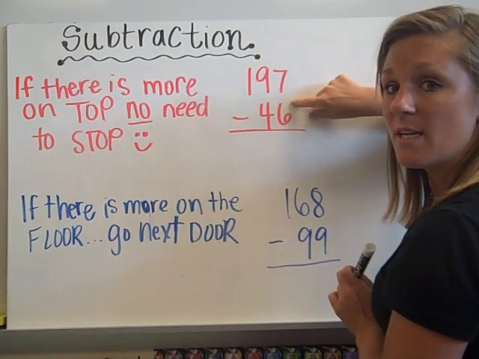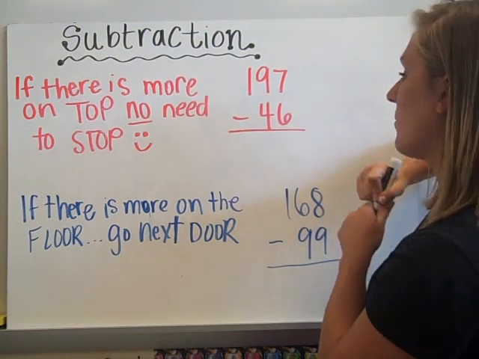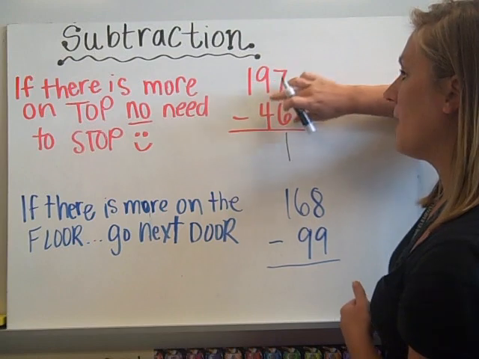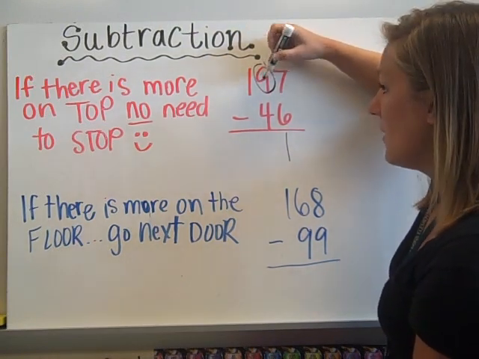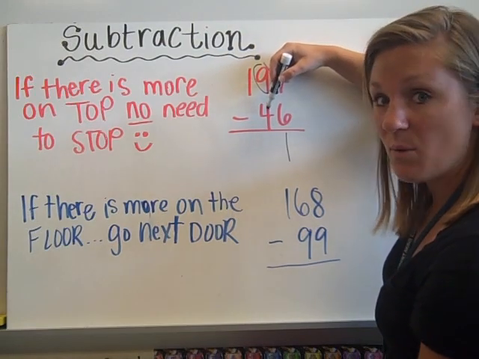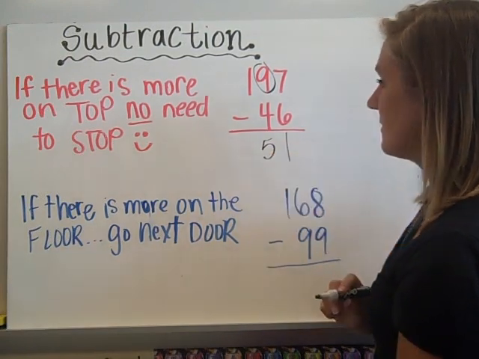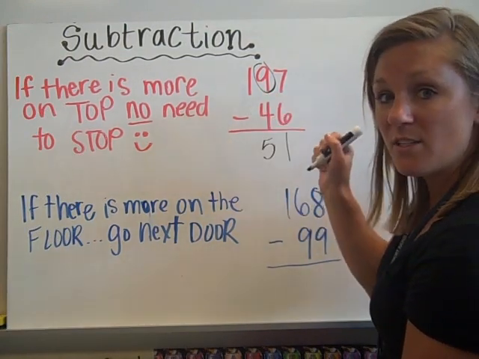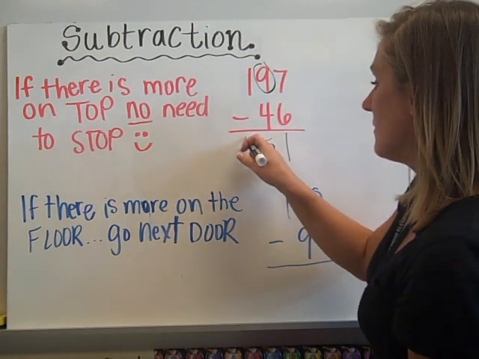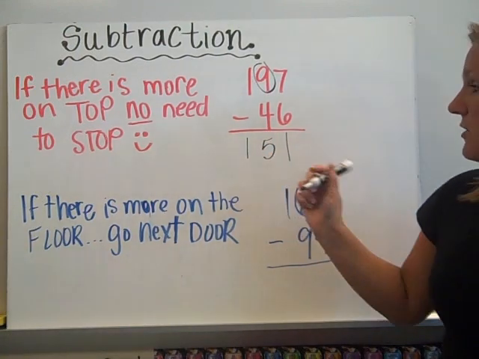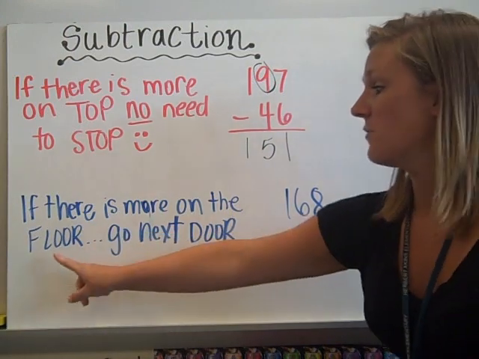So is 7 more than 6? Yes, so then I can go ahead and subtract. 7 minus 6 is 1. I'm going to come and look at my 9 and 4 in the tens place. Is the number on top here, 9, more than 4? Yes, so I don't have to stop. I can go ahead and subtract. 9 minus 4 is 5. And then 1 with nothing under it, 1 is more. Number on top is more, so no need to stop. 1. Okay, so 151.